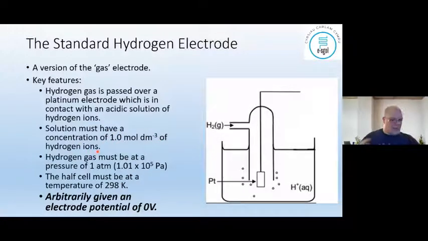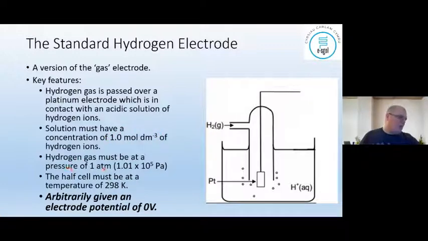Now, that's really important because if you have a diprotic acid like sulfuric acid, that releases 2 H plus ions for every acid molecule. So you would need to have half a mole per dm cubed of sulfuric acid to get that. The 1 mole per dm cubed has to be hydrogen ions.